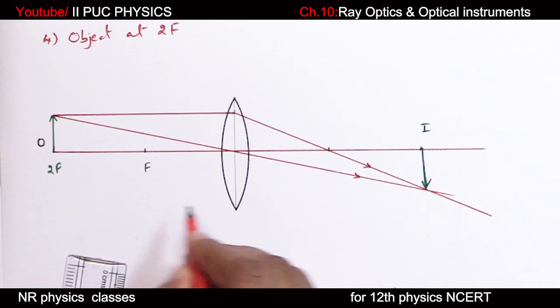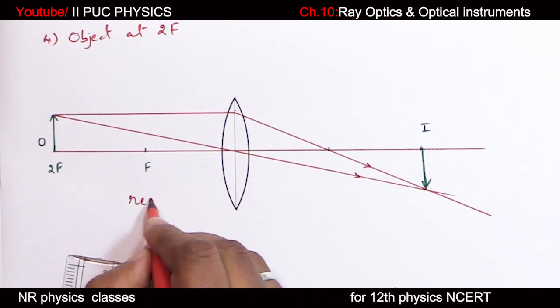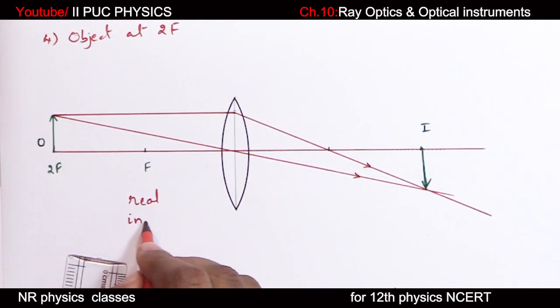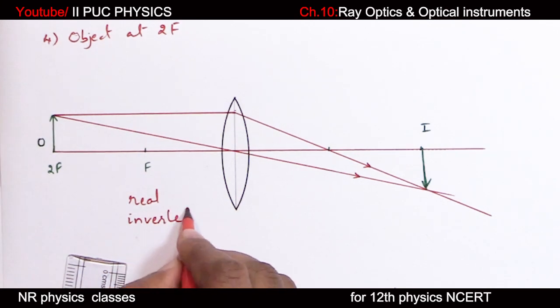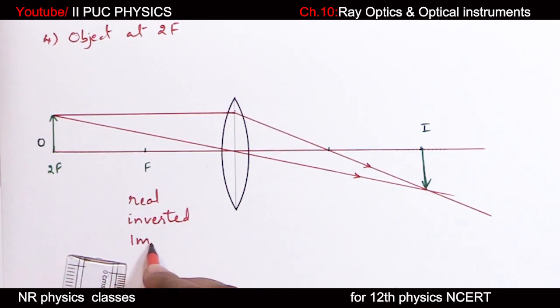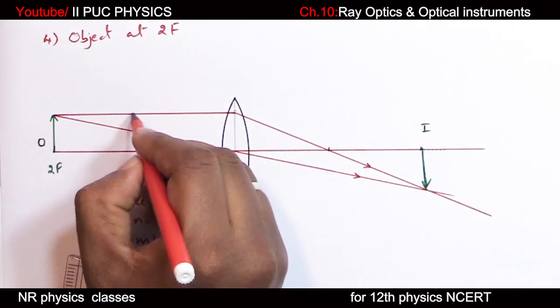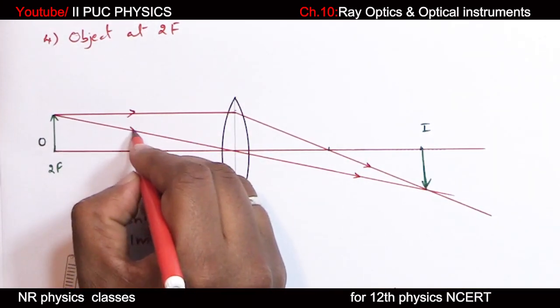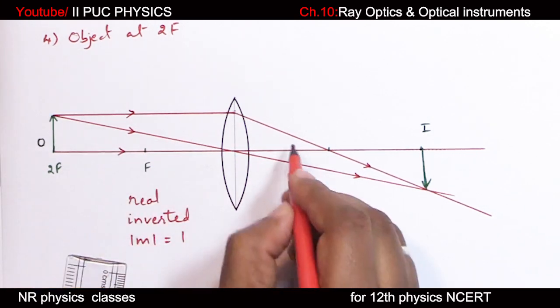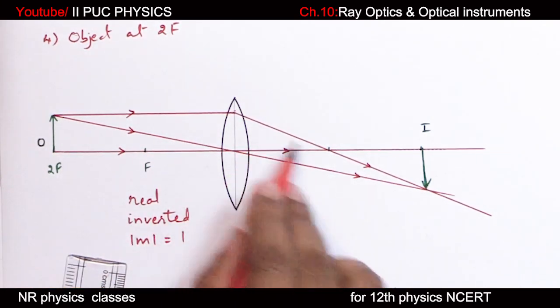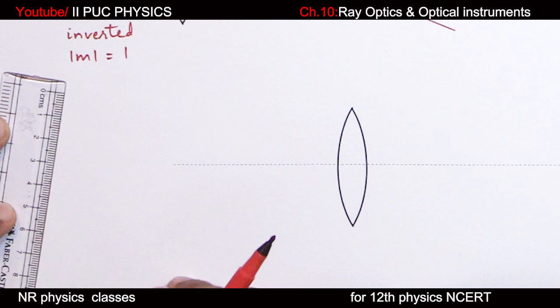Therefore, the image is real, inverted, and the magnitude of magnification equals 1. Magnitude of magnification equal to 1 means height of the object equals height of the image. So these are incident rays, these are refracted rays. This is the image.